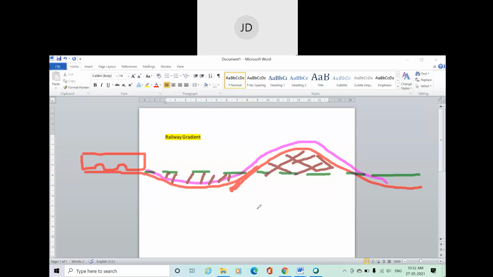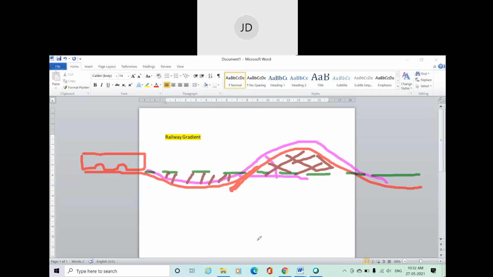But what is the exact amount of slope that needs to be provided, which will be your railway gradient? Basically, gradient is what? It is the slope of the higher elevation from the horizontal. This is the slope, and this is basically your gradient.